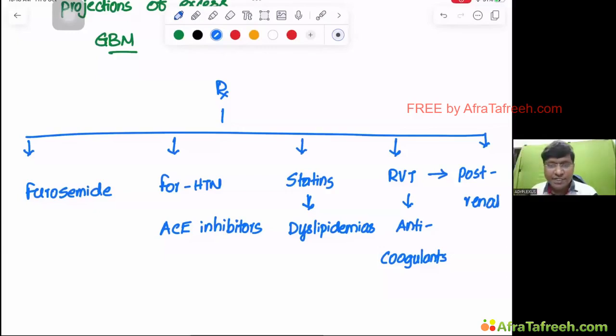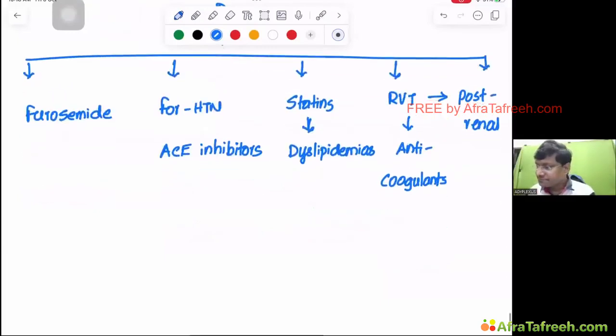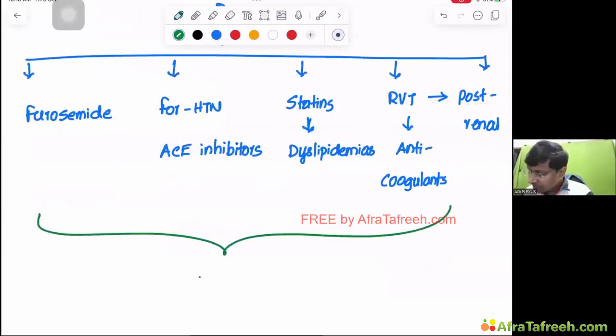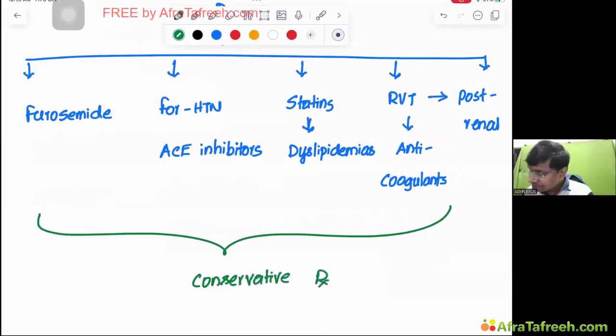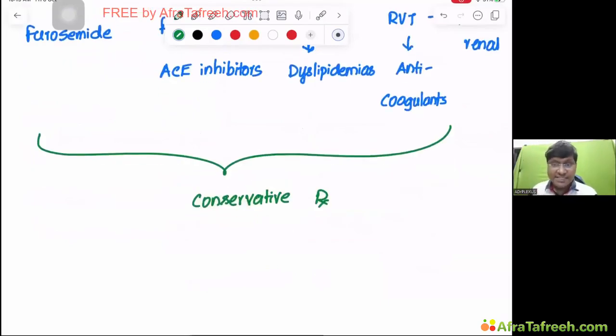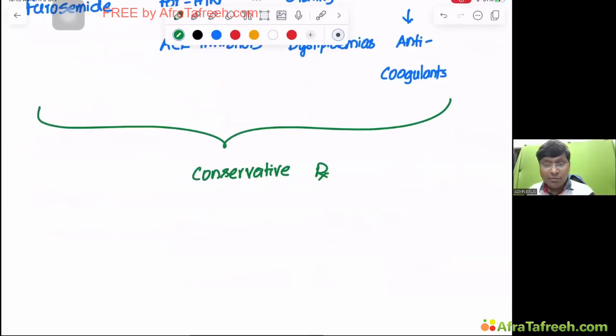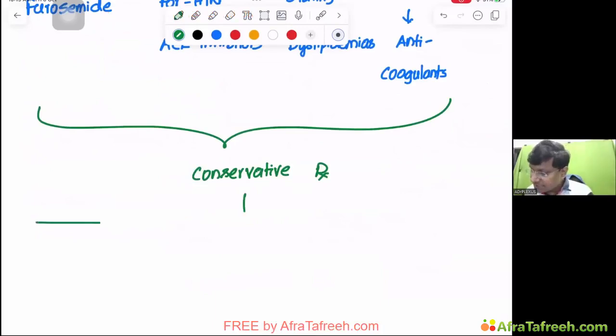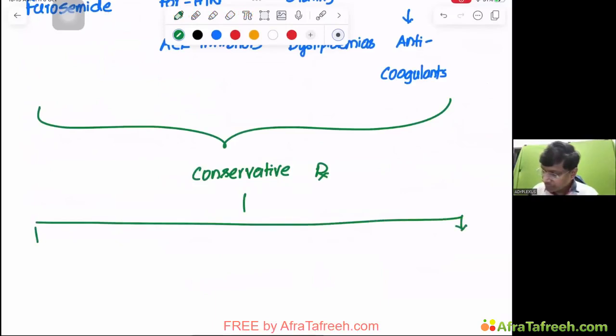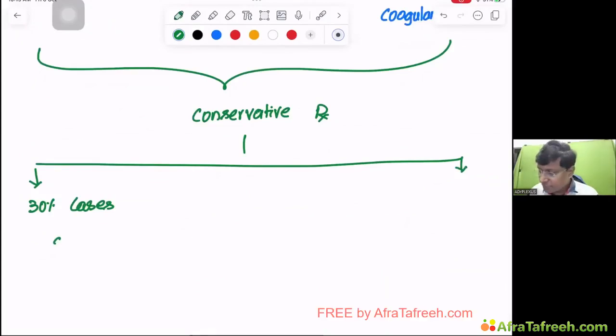Right? They develop post-renal type of acute renal failure. So this is the conservative management. Now, with this conservative treatment, almost 30% of cases can have spontaneous remission.